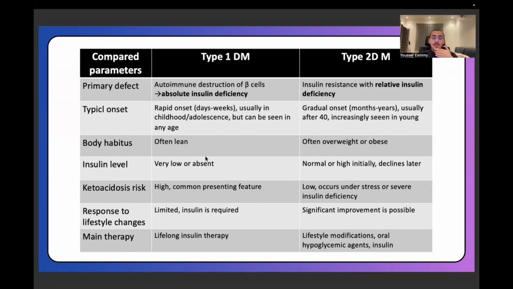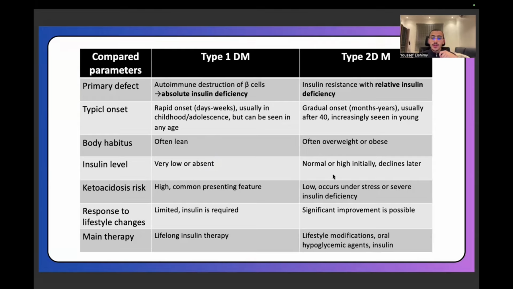What about the body habitus? Because people with type 1 diabetes lack insulin, they lack the anabolic effect, and they have the unopposed catabolic effect, so they are often lean. But on the other side, people with type 2 diabetes still have insulin. And the cause of insulin resistance is their overweight and obesity, because obesity and overweight affect the insulin receptors, and they affect how insulin responds, or the effect of insulin. So they would be often overweight or obese. Regarding the insulin level, we said it's very low or absent in type 1.